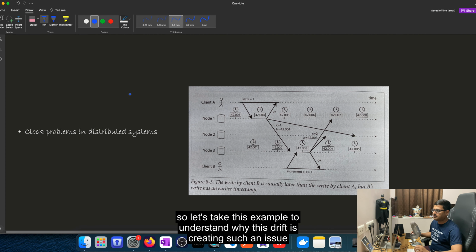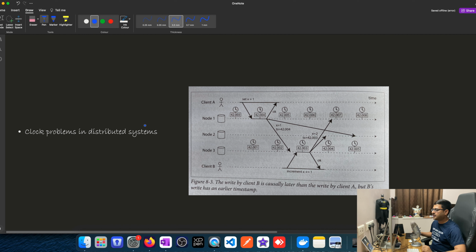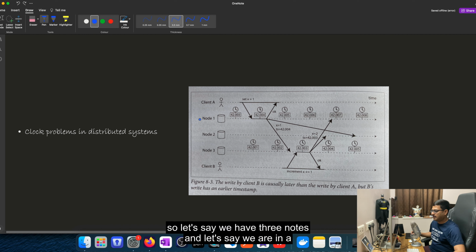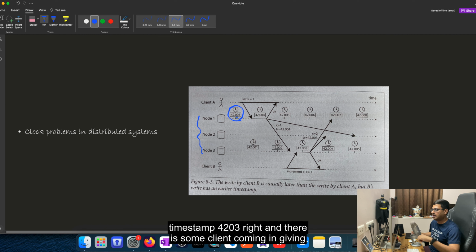So let's take this example to understand why this drift is creating such an issue. Let's say we have 3 nodes, and we are in a multi-leader system. We have node 1, node 2, node 3 potentially operating at different local times. So node 1 is at 42003. Inside the clock of node 1, we have timestamp 42003.